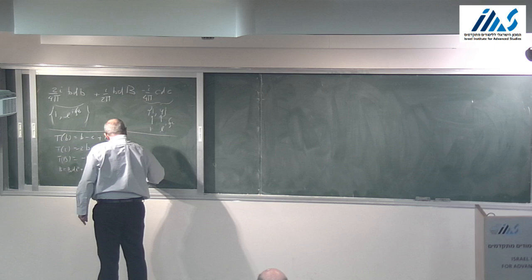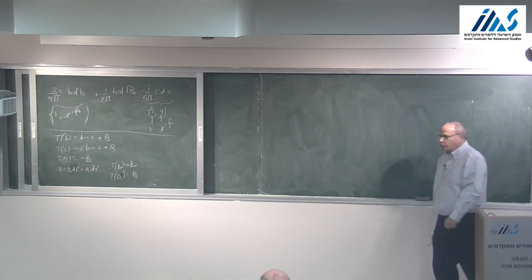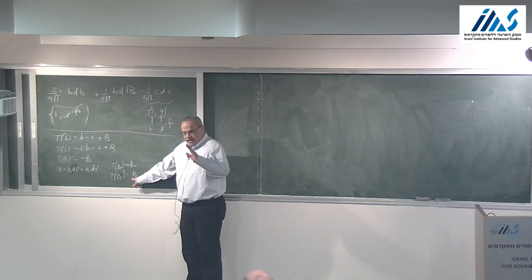And similarly for all the others. This means that the zeroth component, or the time component of the gauge field, is even under time reversal. This is the convention we took. And the spatial component is odd under time reversal. This is the standard convention for electromagnetism that people often use.